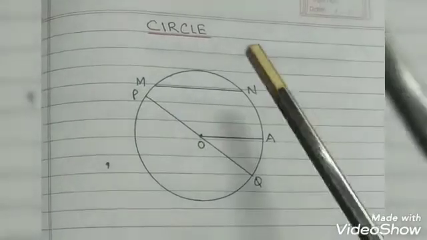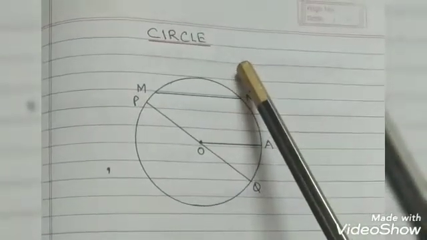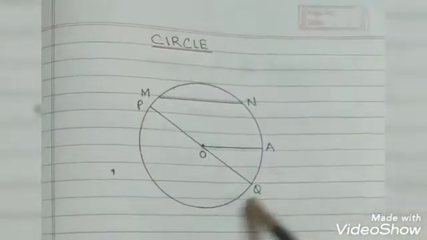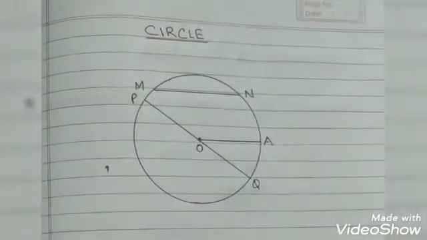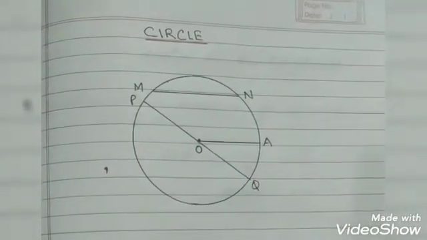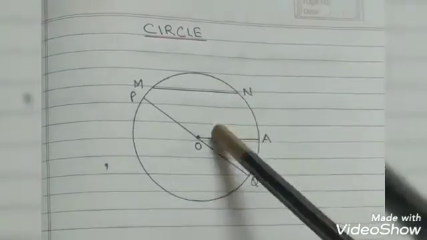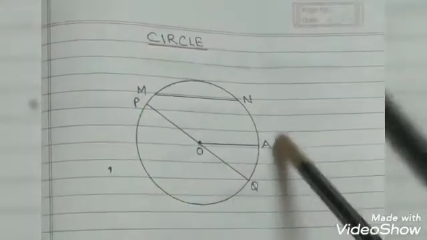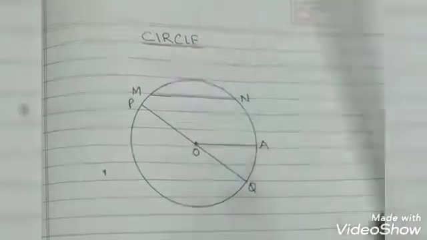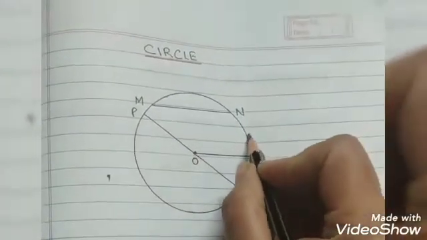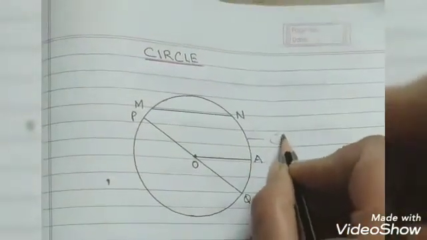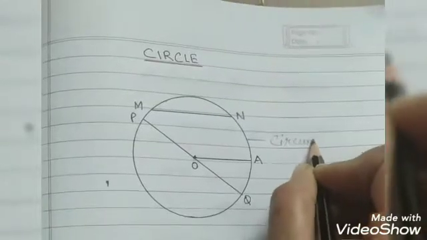Now let's learn about circle. A circle is bounded by a curved line. It has no vertex and no sides. This curved boundary we can see of the circle is called the circumference. This curved boundary is called the circumference of the circle.